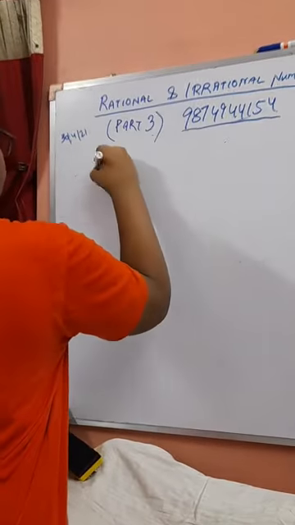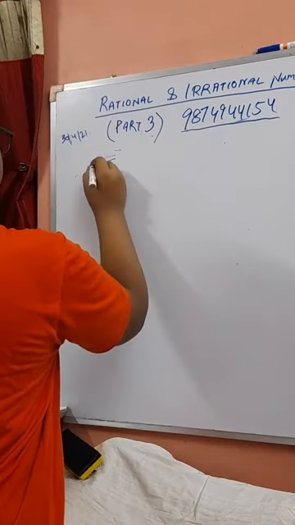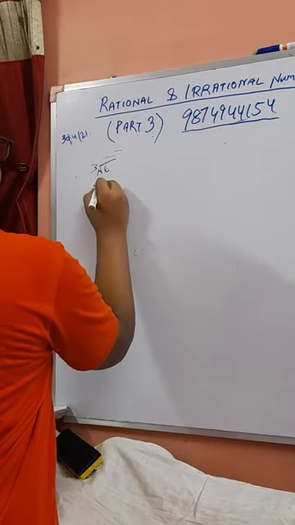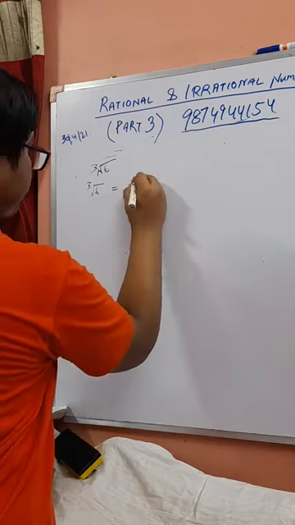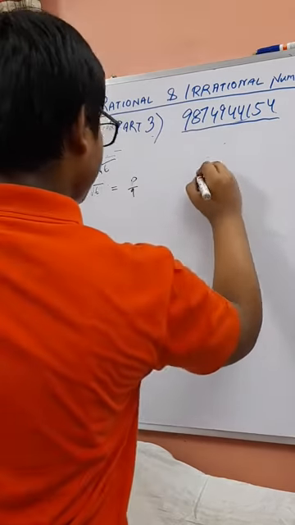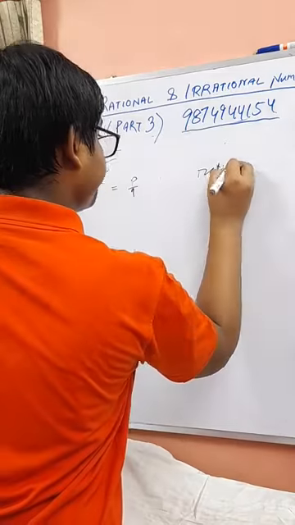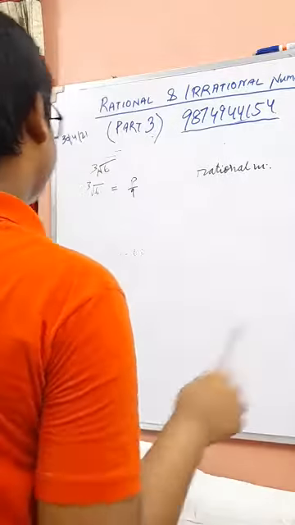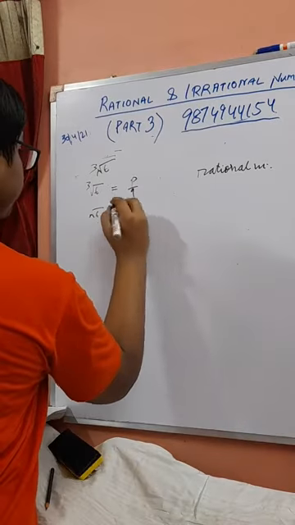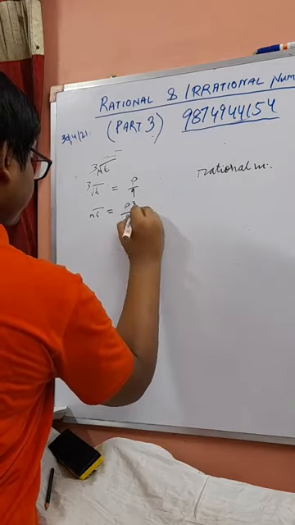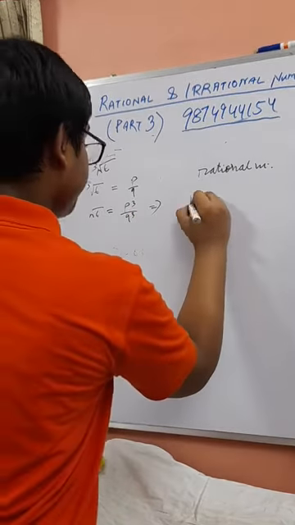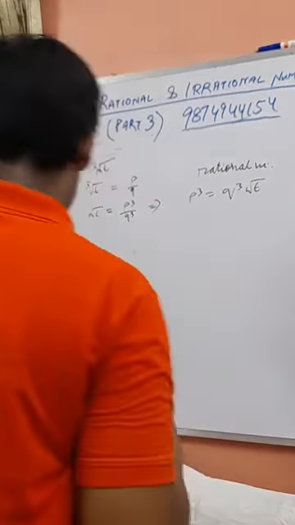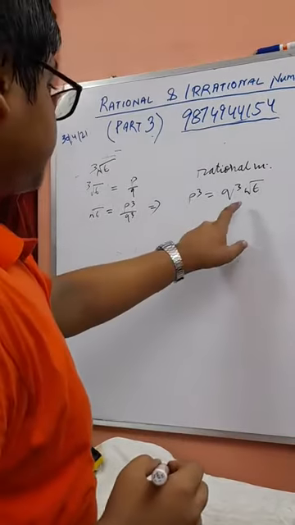Now we continue with cube root 6. We will take it as cube root 6 is equal to p by q. Let it be a rational number. Therefore, cubing both the sides, we get 6 is equal to p cube by q cube, which will give us p cube is equal to 6 q cube.